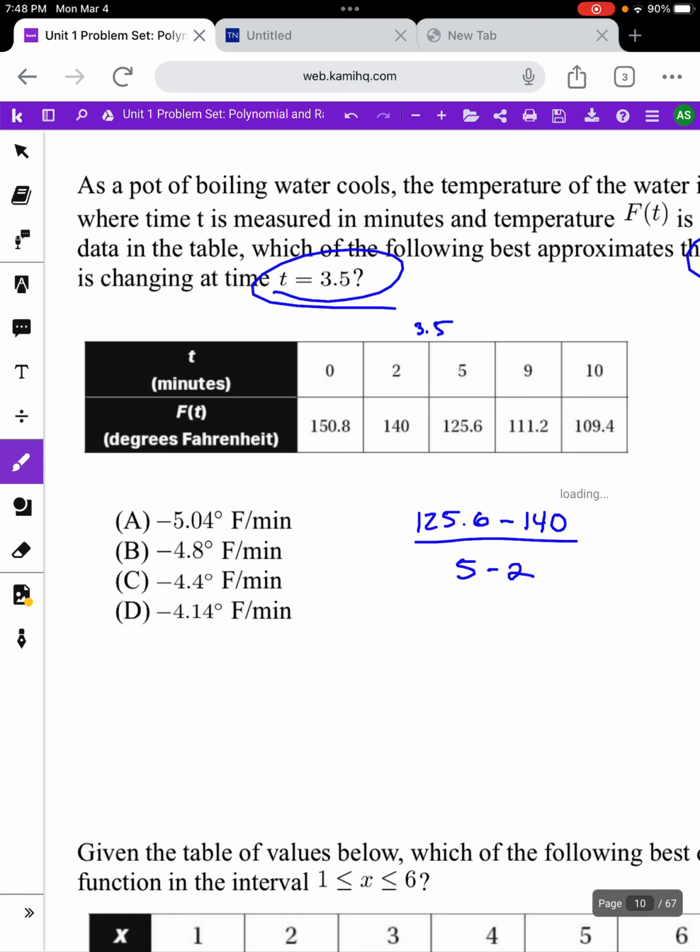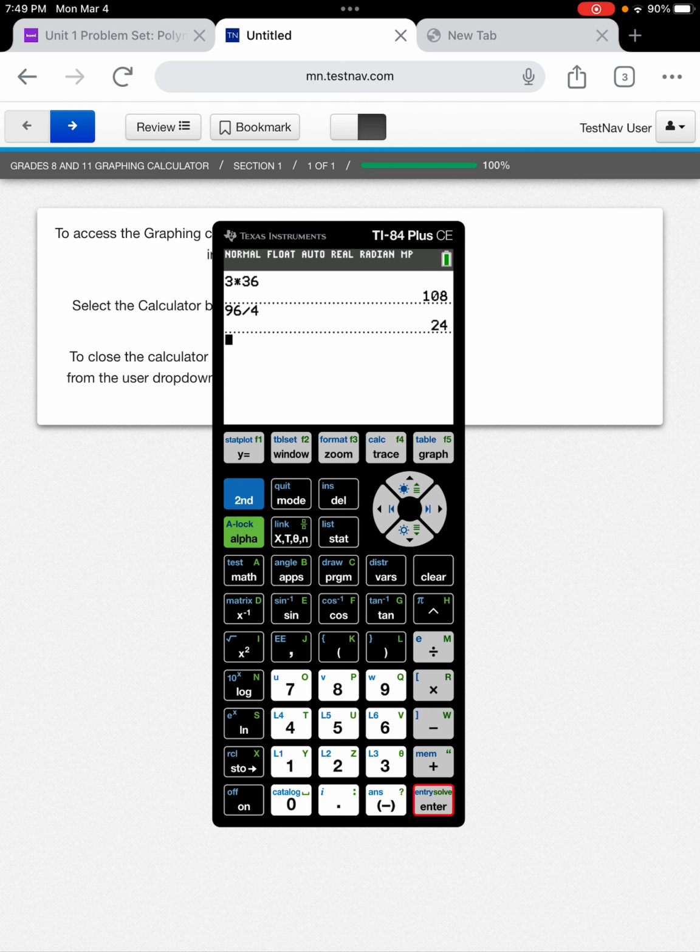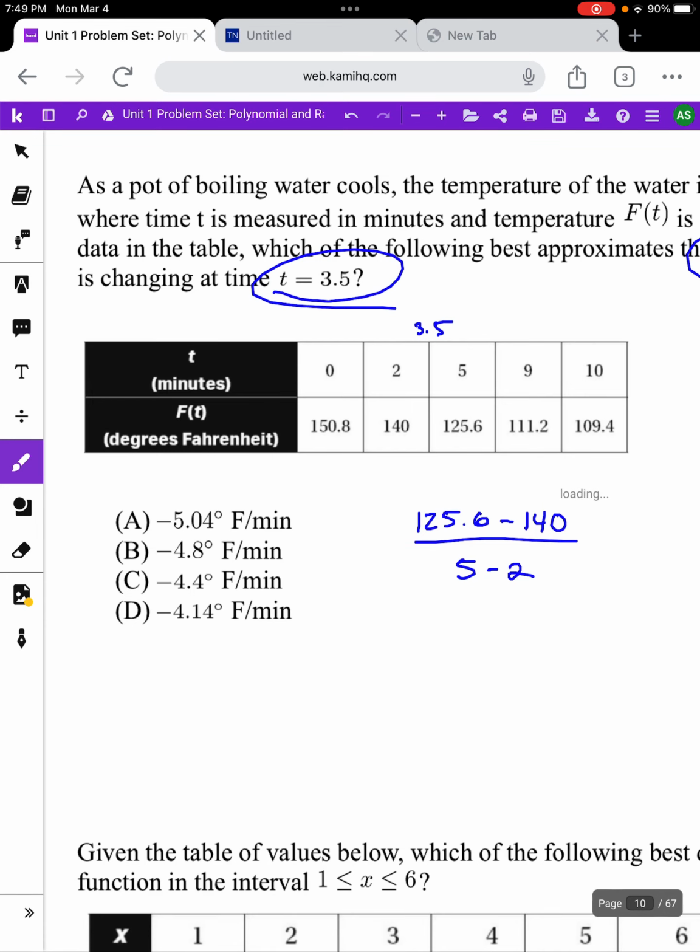And you know what? We're using a calculator. Why not? So I'll show you how I would put that in the calculator. So I would do a parenthesis. What is it? 125.6 minus 140 parenthesis divided by parenthesis 5 minus 2, close your parenthesis, enter negative 4.8. And there it is, B.